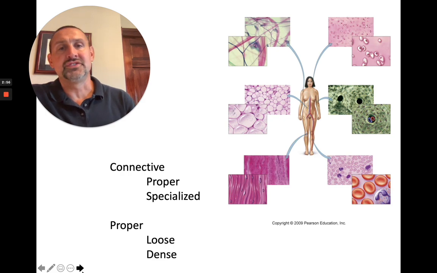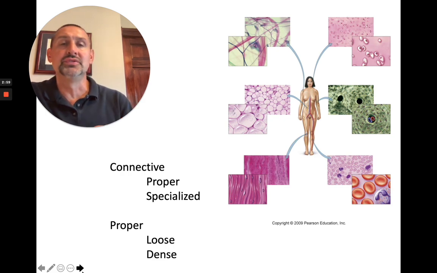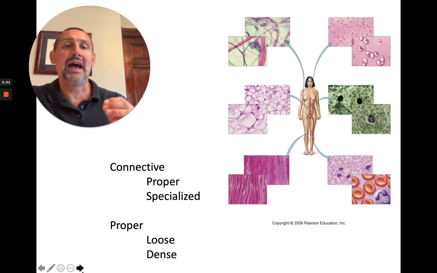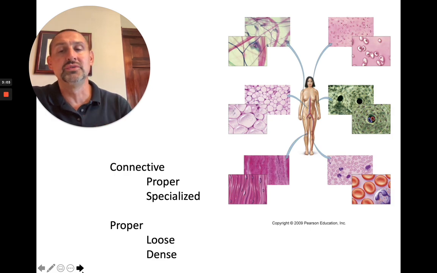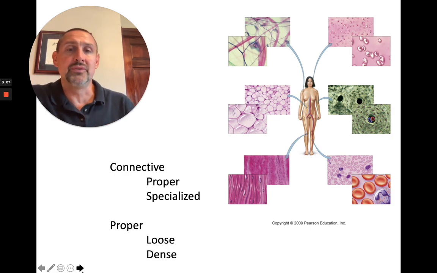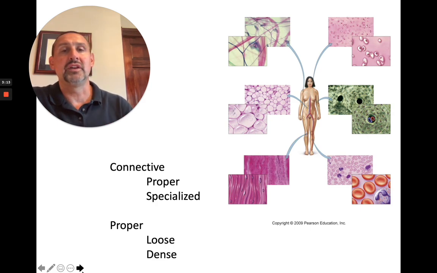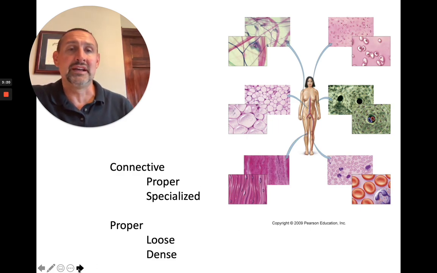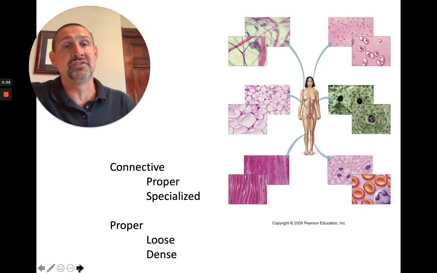Proper connective tissue is classified as loose or dense. So adipose tissue is loose connective tissue. Adipose tissue stores fat molecules. Dense connective tissue are things like tendons and ligaments. The lower picture, dense connective tissue. The top frame is showing areolar connective tissue, a very common connective tissue throughout the body.